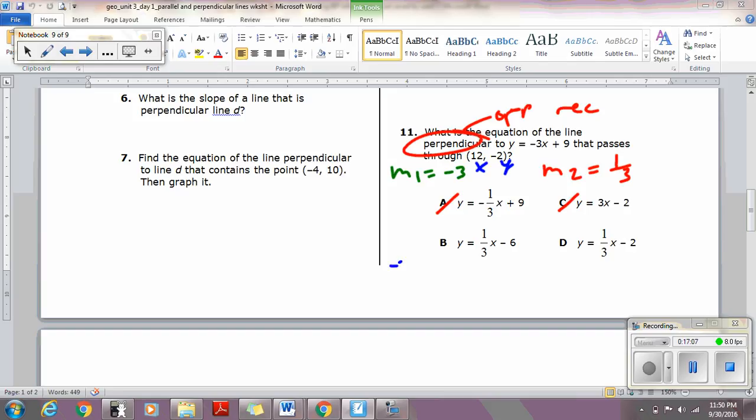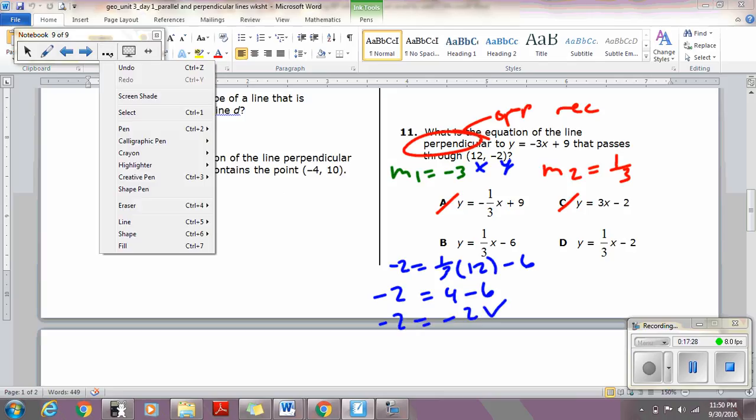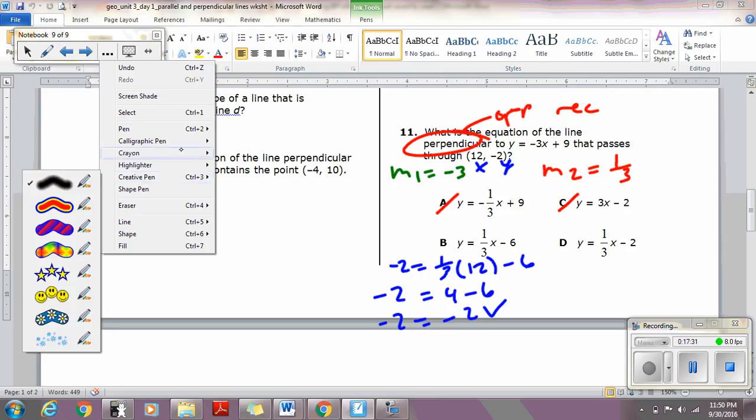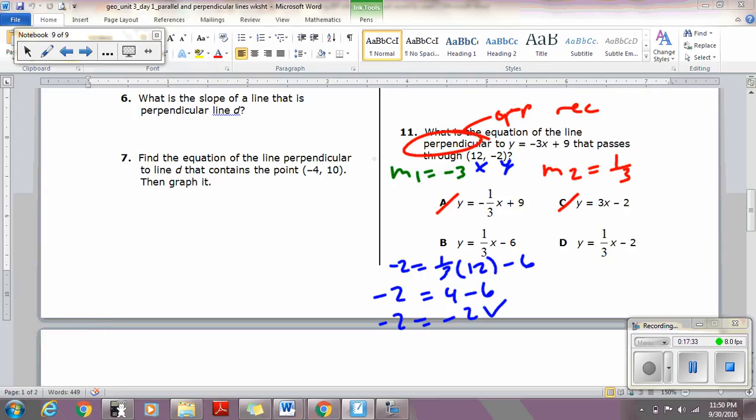So I would say negative 2 is equal to 1 over 3 times x, which is 12, minus 6. Without a calculator, that would be 12 divided by 3, which is 4, minus 6. And negative 2 is equal to negative 2. That is true. So that's why B is our answer. Again, I worked through the whole front side with you. Just mimic the same processes on the back side to complete the assignment.